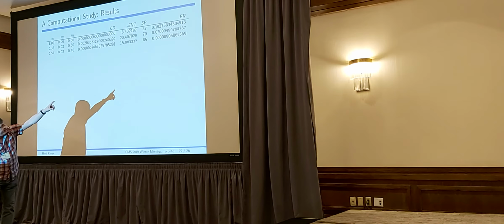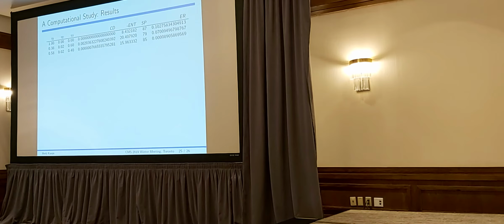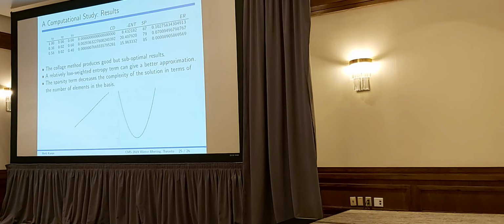And the point isn't necessarily the numbers. The point is that adding a little bit of sparsity, adding a little bit of entropy can be a good thing in terms of controlling how the process plays out. So the collage method produces good but suboptimal results, as demonstrated by the table in this case. And this is a thing you can show in general. A relatively low-weighted entropy term can give a better approximation, yes.